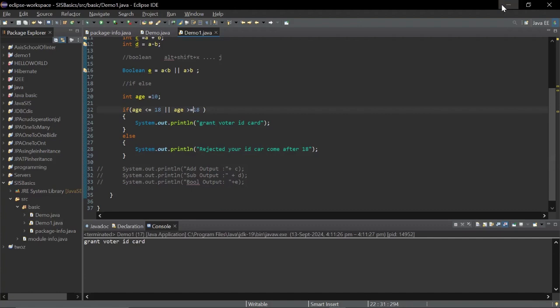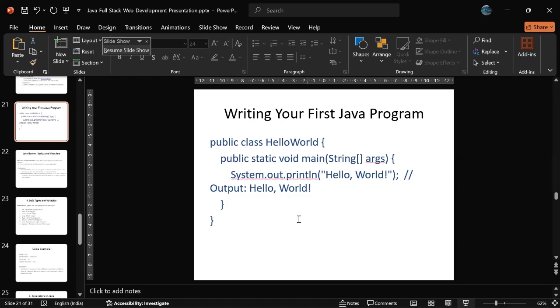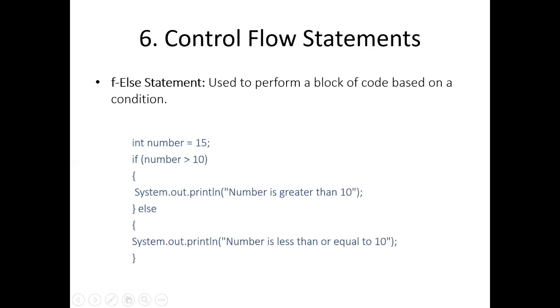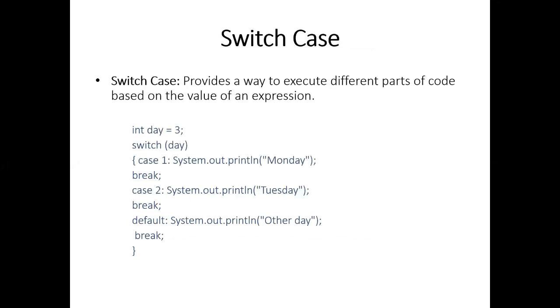PowerPoint. This is how the control flow statements happen. Further, the switch case is the same scenario that we have seen now. If there is an if condition, we can use else for another operation. A switch case provides a way to execute different parts of code based on the value of an expression. See here, day is 3.